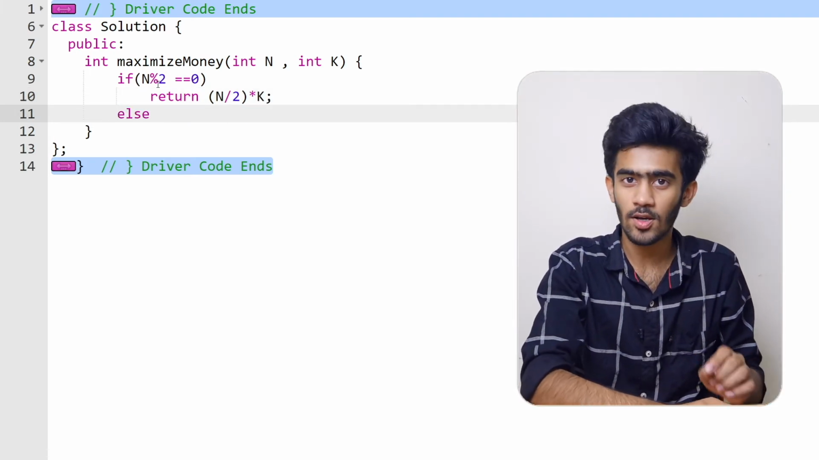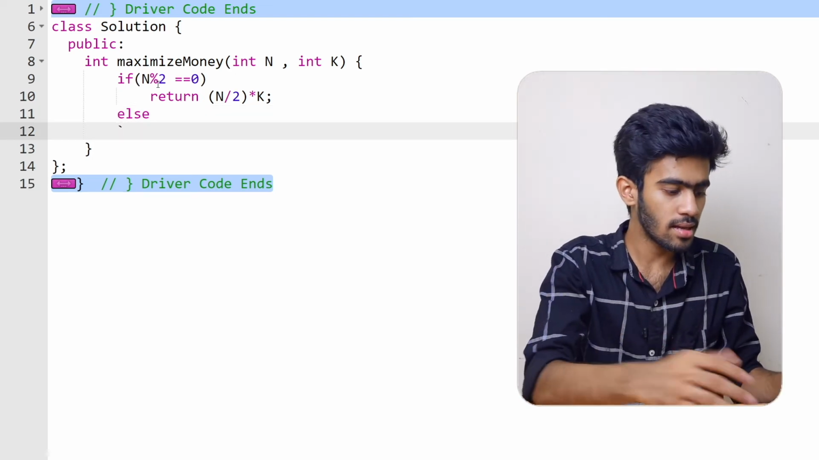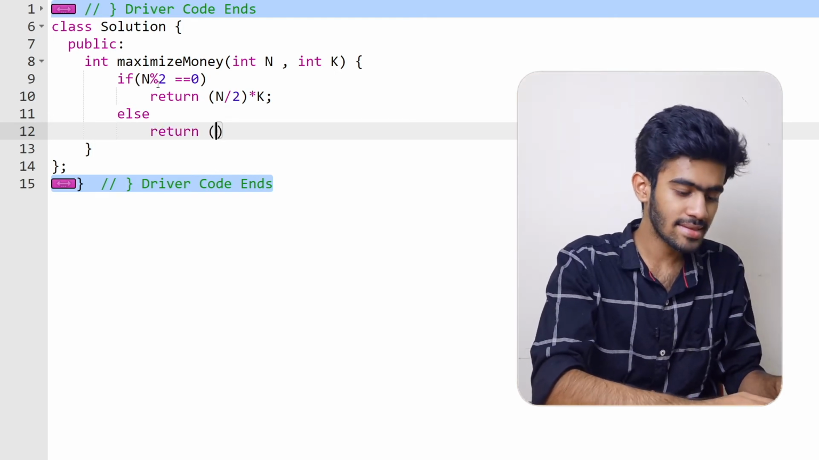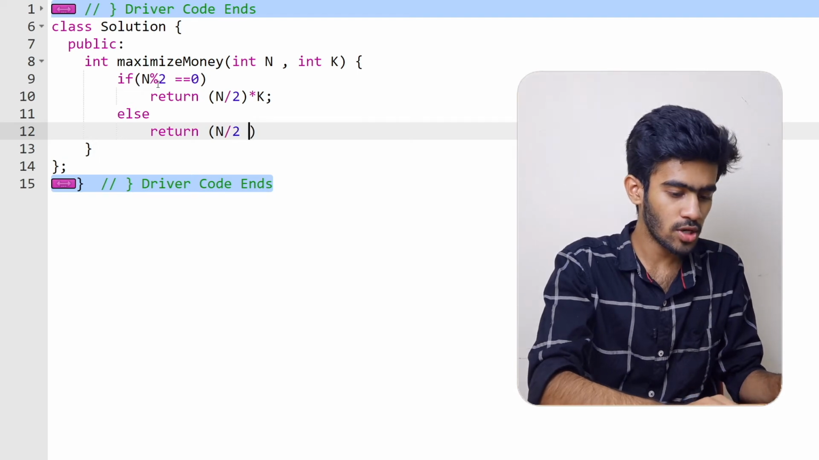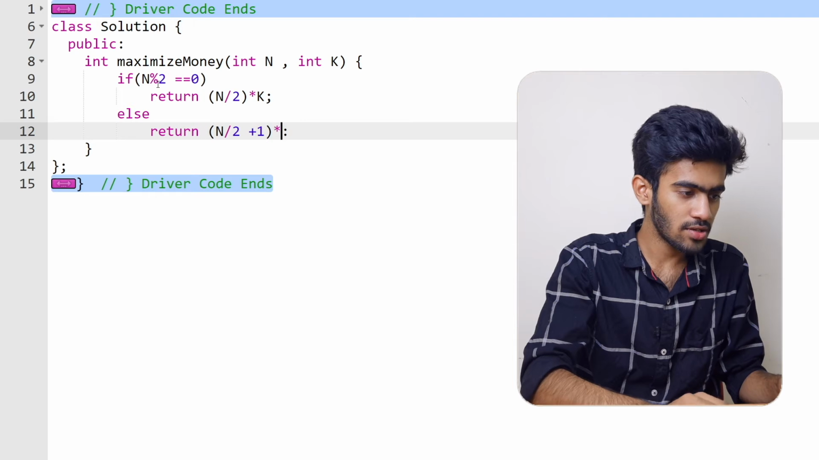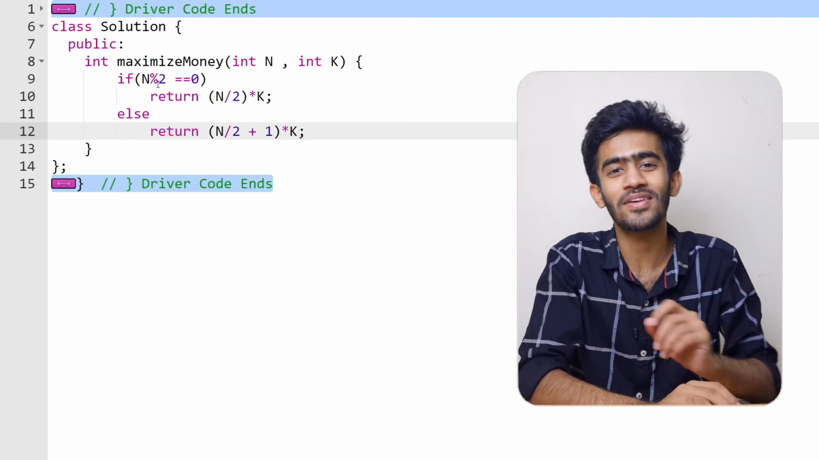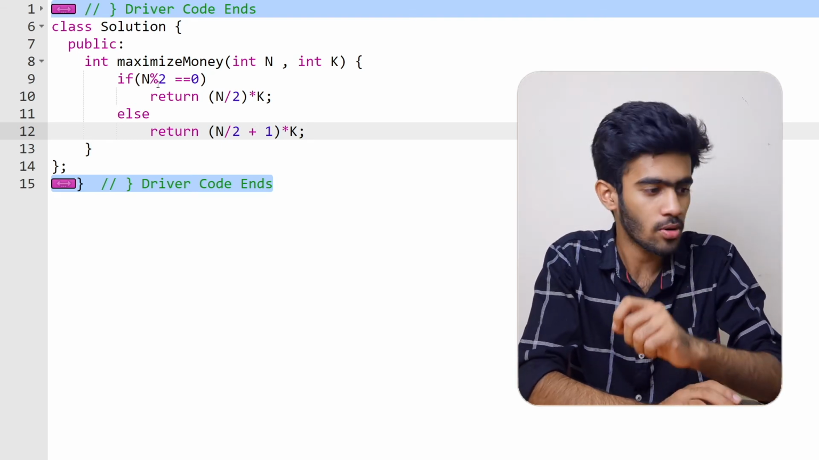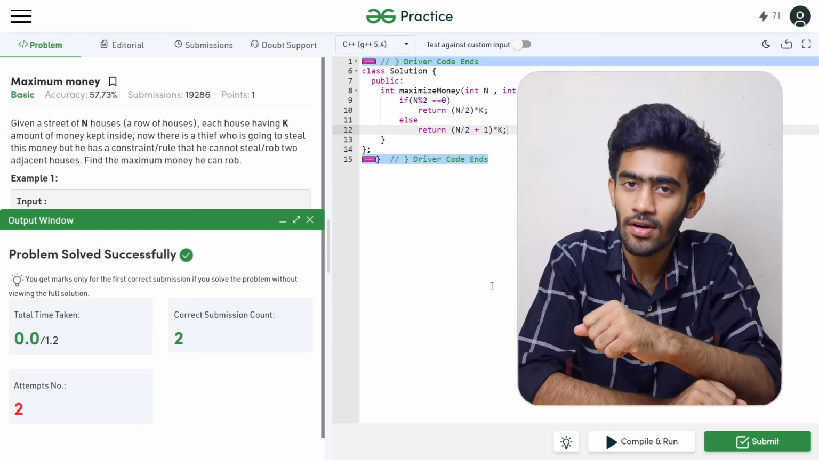And we have our else clause, that is when n is odd, there are an odd number of houses in the given street. So in that case, we would return the exact same thing with a small change. So n divided by 2 plus 1 times k. So that's it, and the program is complete. It is that easy. Now let's run this code and verify our output. So we have got the output as problem solved successfully, and that is the end of this program.